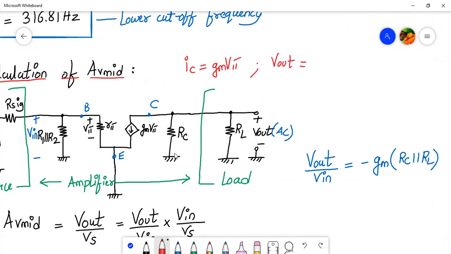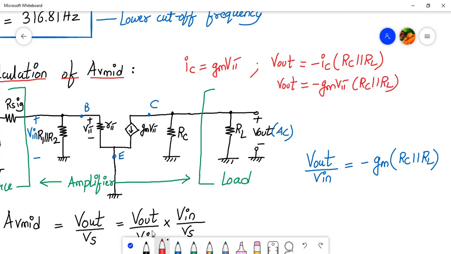So what is V out given by from here? V out will be given by the two parallel resistances, RC parallel to RL, into minus IC, because the current is moving out of the terminal of the collector. So V out will be given by minus IC into RC parallel to RL. And my IC is nothing but gm into V pi, so V out is minus gm into V pi into RC parallel to RL. So that's the value of V out.